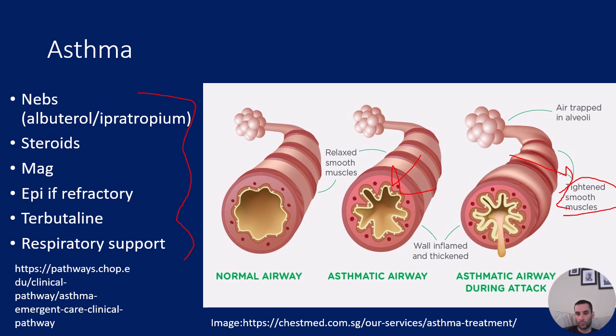Now, albuterol and ipratropium help dilate and open that smooth muscle. The steroids help take away the inflammation, and taken together, they can help with this. Now, epi and mag are also bronchodilatory and work on the smooth muscles. Terbutaline as well. So that's going to be key in the management of these patients.